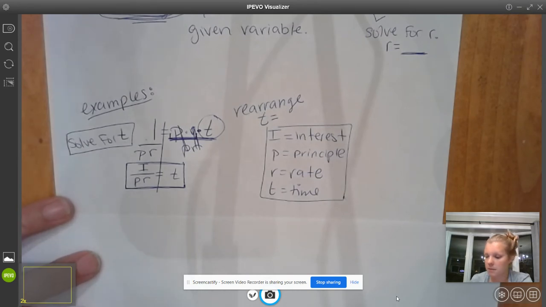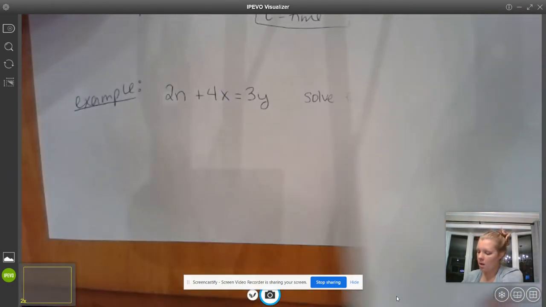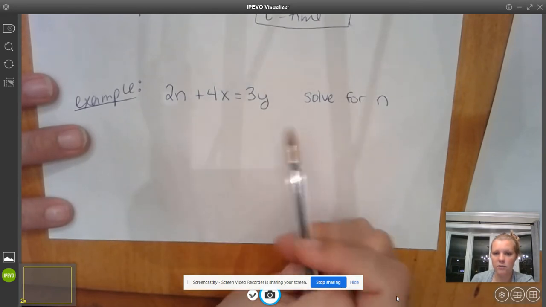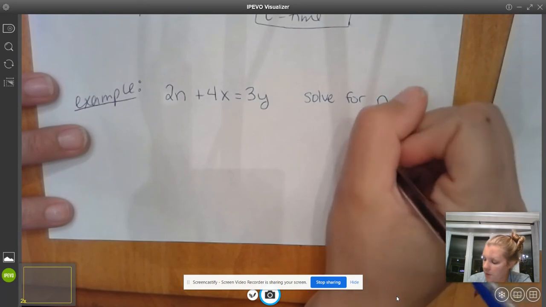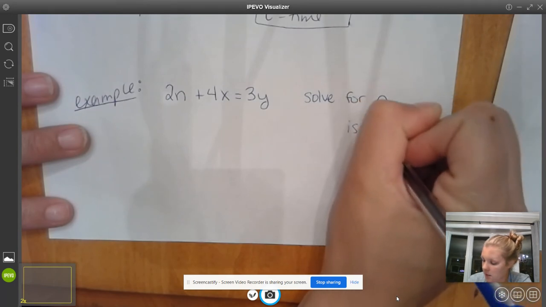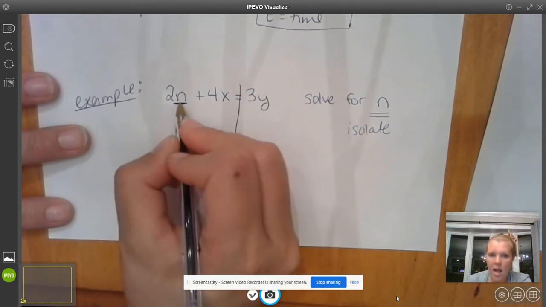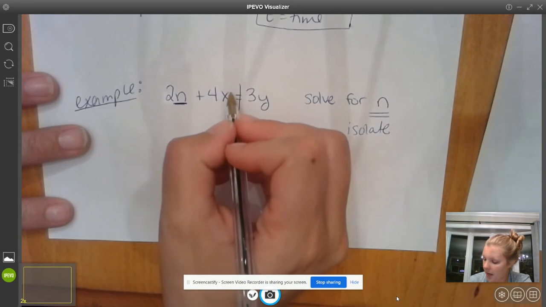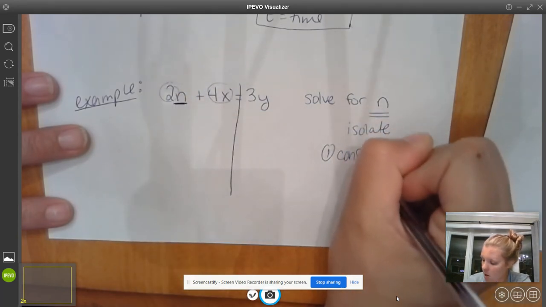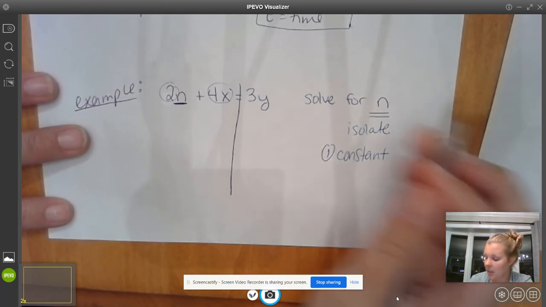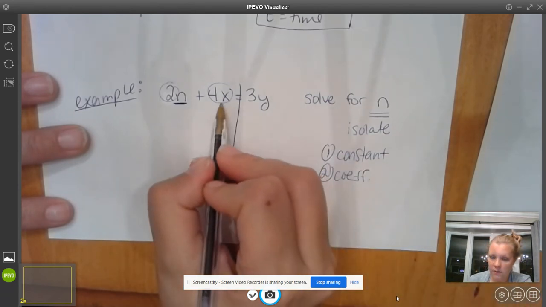We moved things around. One other example is this. This isn't a general formula, it's just an equation with several variables, and I want to solve for n. That means we're going to rearrange it to isolate, get the n by itself. So keep your eyes on where that n is, and we have to get rid of it. The things that are with the n are this 4x and the 2. And if you remember from solving multi-step equations, we always get rid of the constant-like thing first, and then the coefficient. So we're going to get rid of this 4x first.